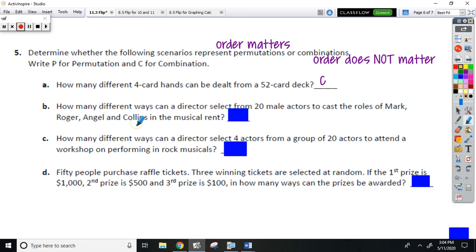The next one, how many different ways can a director select 20 male actors to cast the roles of Mark, Roger, Angel and Collins in the musical Rent. So you have 20 total actors. Only one of them is going to be cast as Mark. The second person will be cast as Roger. So these are different roles, meaning they would get different parts in the play. So the order would matter for this. So this is a permutation.